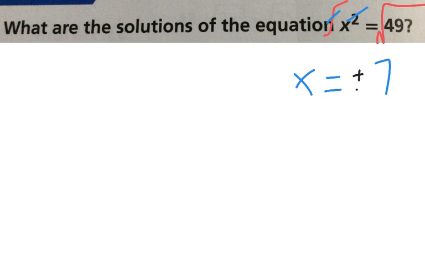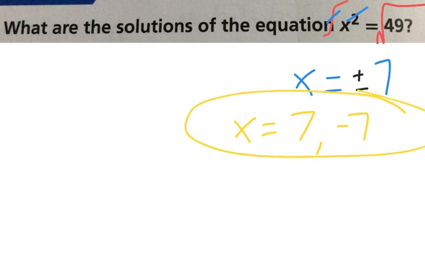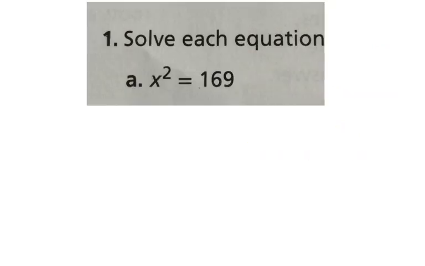So when I take a square root, I must account for the positive and negative possibility. Which means I have two x-intercepts. There's an x-intercept at positive 7, and there's an x-intercept at negative 7. That's it. Okay, so this is correct. We would take a square root of both sides. The square root of x squared is x. The square root of 169 is 13. And because I chose to take a square root, I have to account for the plus or minus possibility.